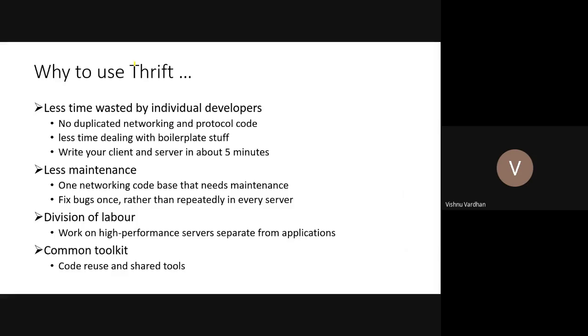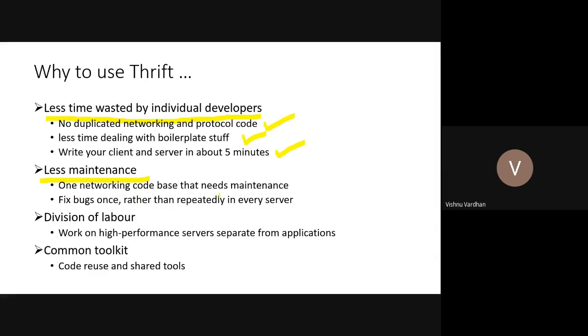To use Thrift, it offers so many advantages: less time wasted by the developers, no duplicated networking and protocol code, less time dealing with the boilerplate code, write your clients on server in less than 5 minutes. So it's very, very productive. It's very time saving mechanism, cost saving mechanism, and without bugs you can generate the 80 to 90% of the code in no time. And then it's maintenance free, somewhat lesser maintenance you have to go through for this.